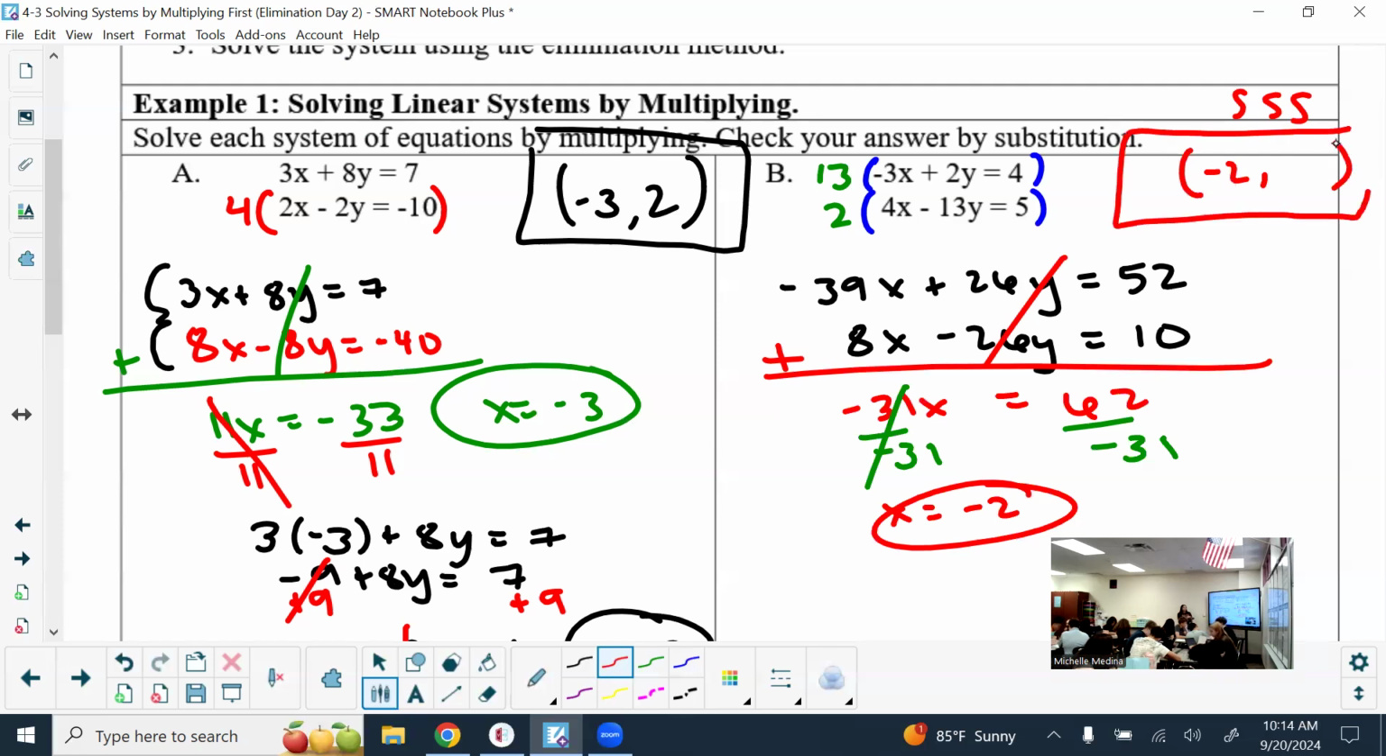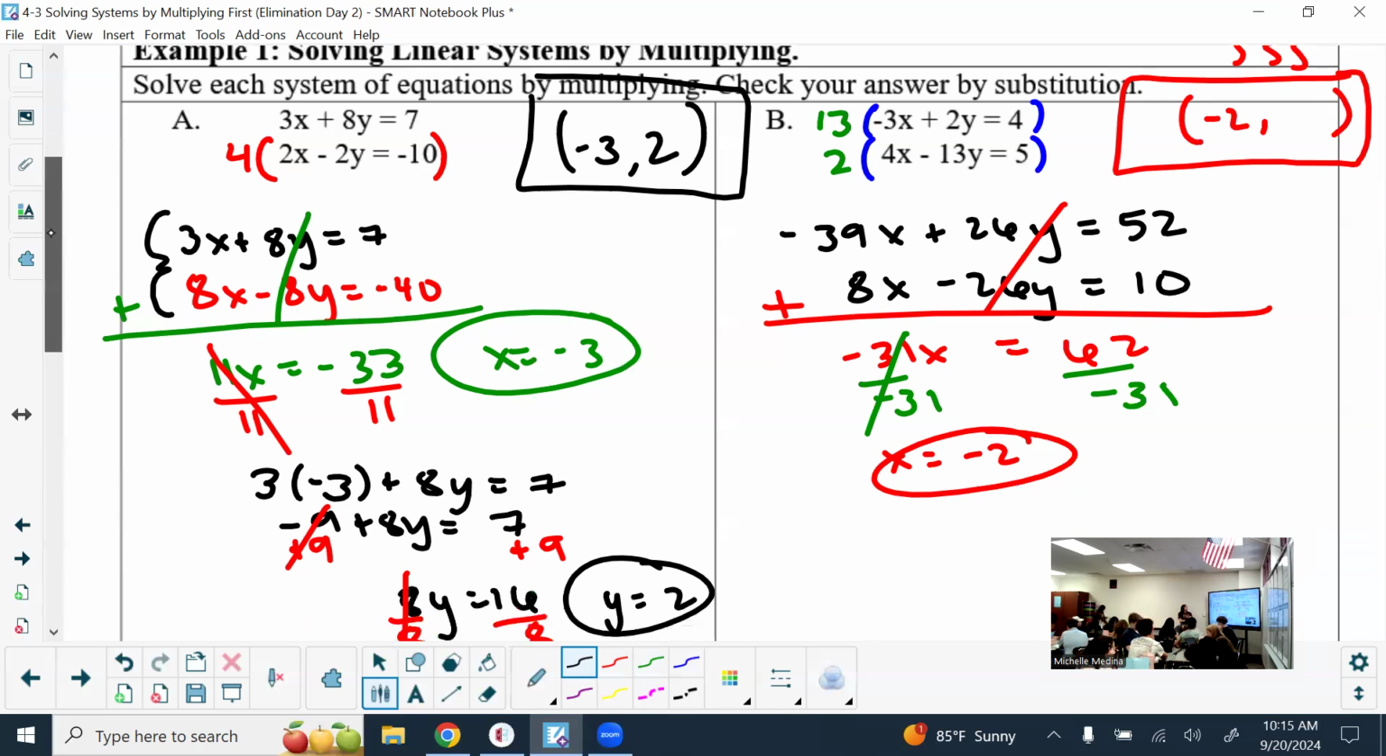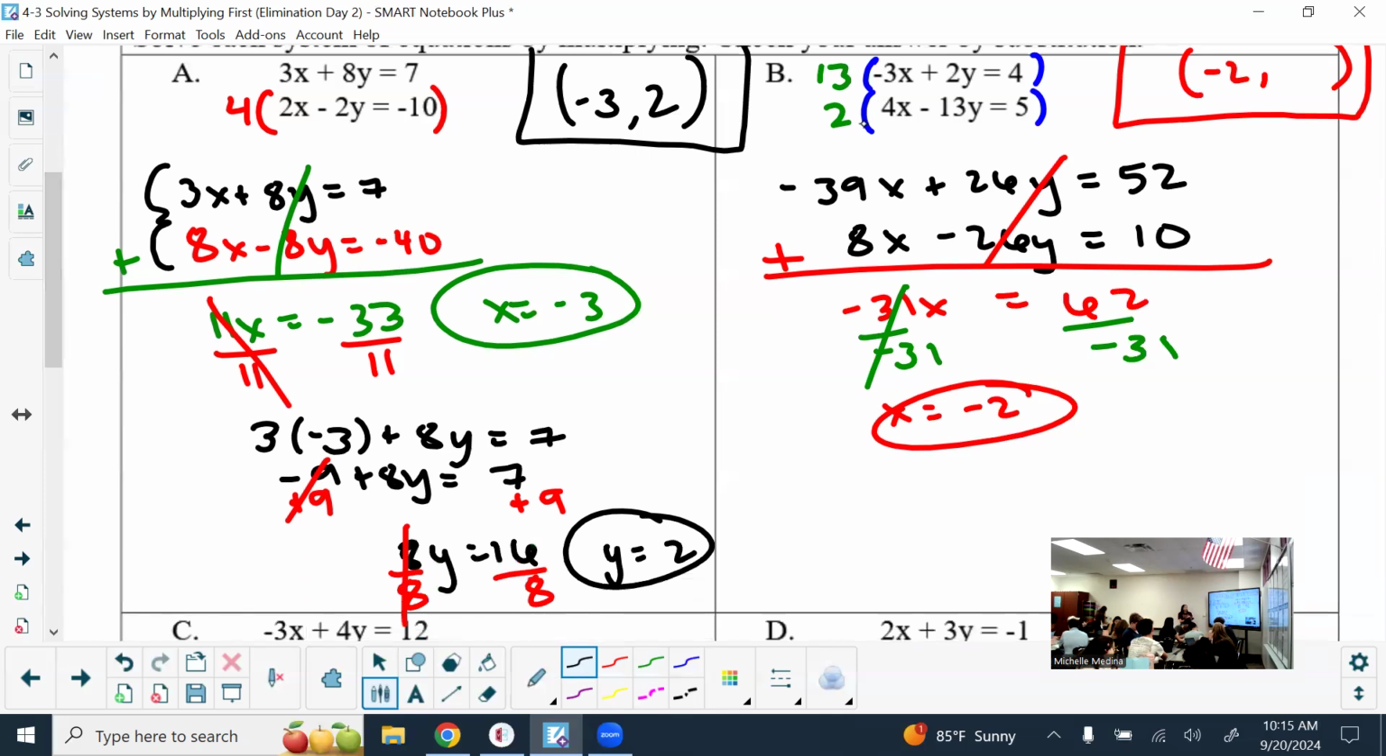We still need to find the y. Any questions on that first question? How do I find the y? We're plugging x back into one of the originals. Plug it into the original. Plus negative 3 times negative 2.